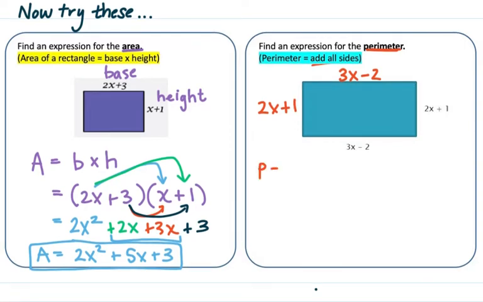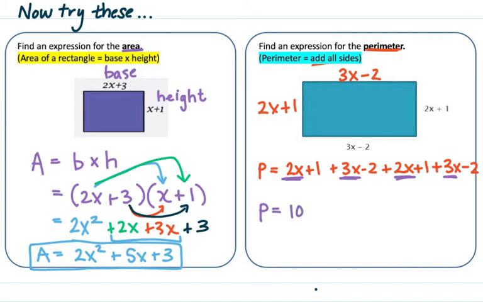So the perimeter in this case would be add all the sides. 2x plus 1 plus 3x minus 2 plus another 2x plus 1 plus another 3x minus 2. And now we combine like terms, same with same. We'll add all the x's together. 2x plus 3x plus 2x plus 3x is 10x. 1 minus 2, 1 minus 2. That's going to be 1 minus 2 is minus 1, plus 1 is 0, minus 2. And there's an expression for the perimeter, the distance around this rectangle.